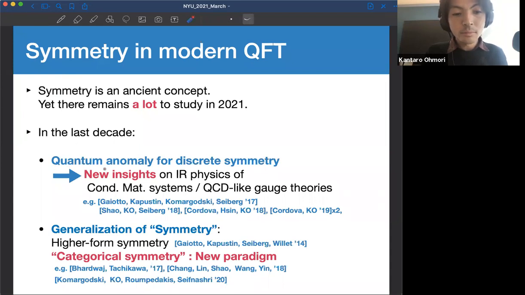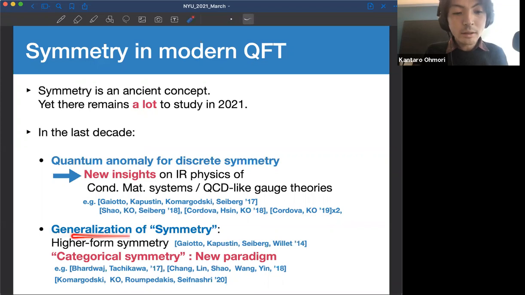One was the quantum anomaly for discrete symmetry. The quantum anomaly itself has been studied for many decades, though only recently, except for a few exceptions, did people think about the anomaly for discrete symmetry. And that gave us, somewhat surprisingly, new insights on the physics of strongly coupled systems, including condensed matter physics and also gauge theories. Okay, and I made contributions to that direction.